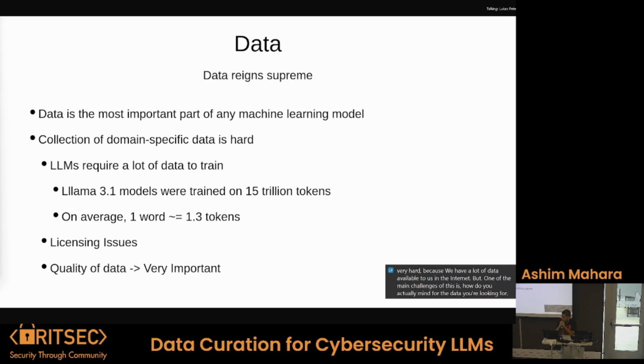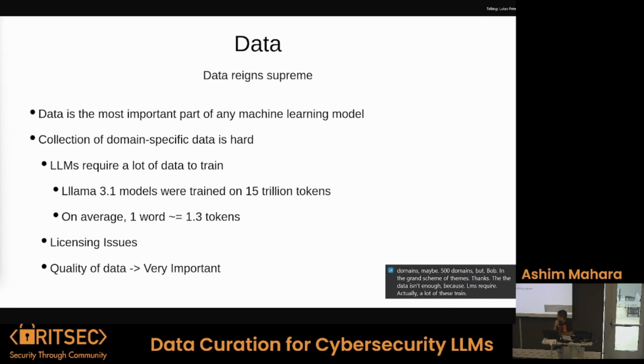If you're just looking for cybersecurity data, it becomes extremely difficult. You may have some domains that you want to scrape data from, CrowdStrike blogs, your CVE advisories, but well, how many domains can you actually look at? You can look at 100 domains, maybe 500 domains, but in the grand scheme of things, the data isn't enough because LLMs require a lot of data to train.